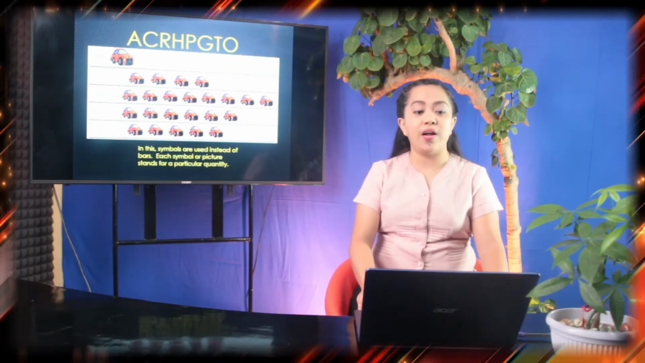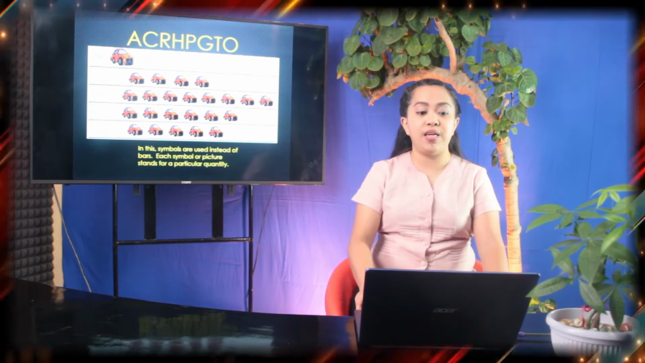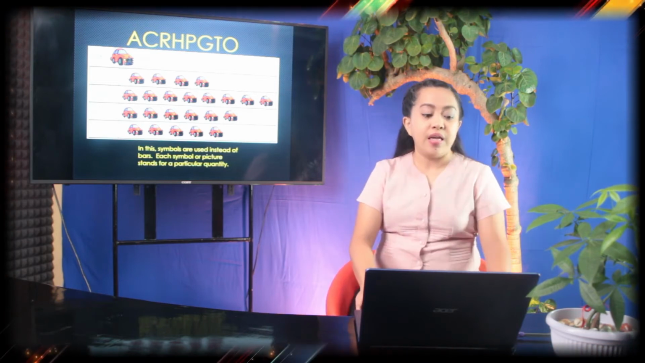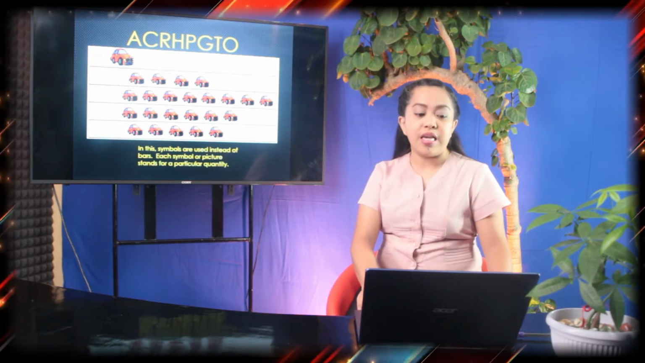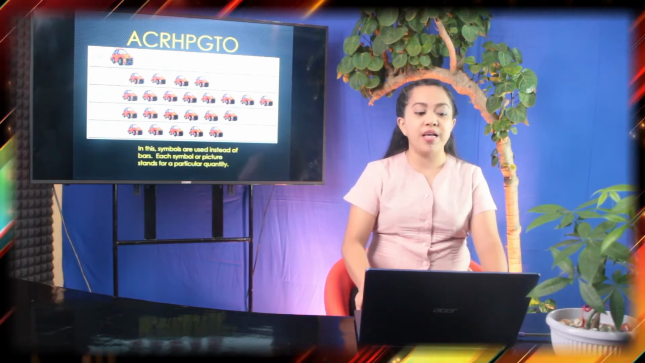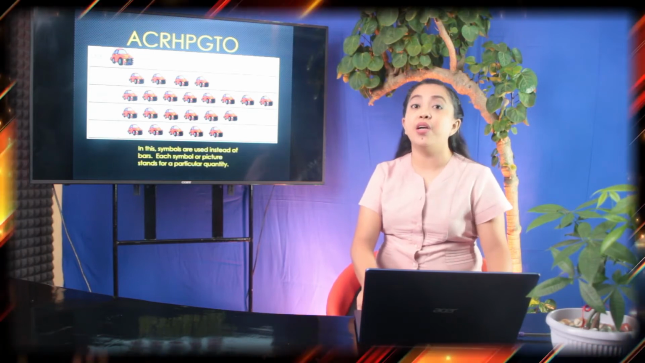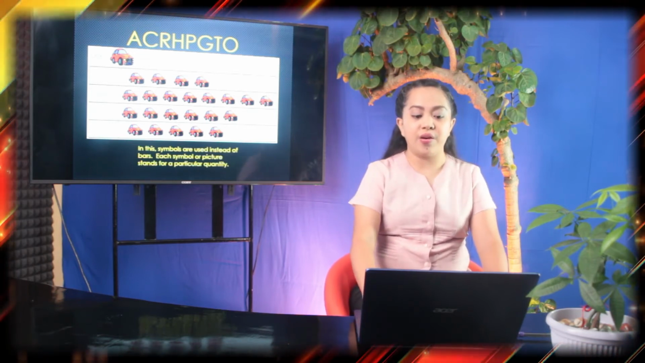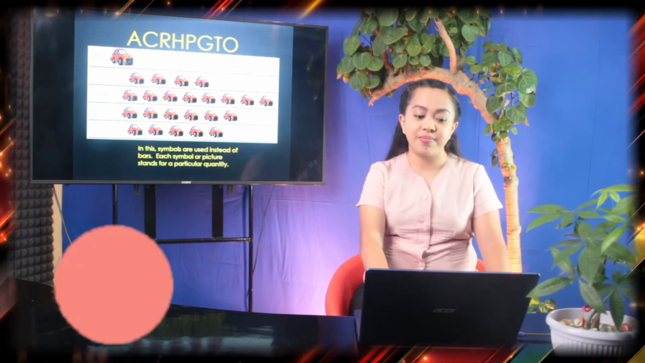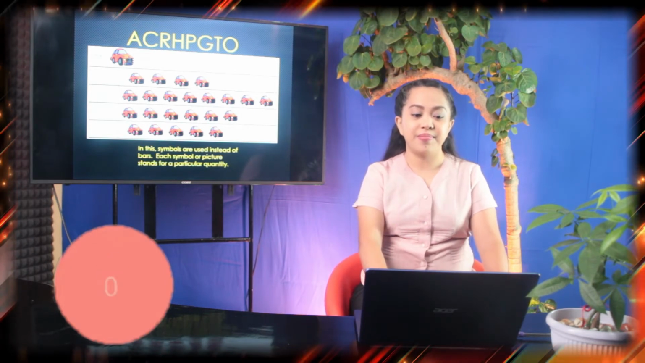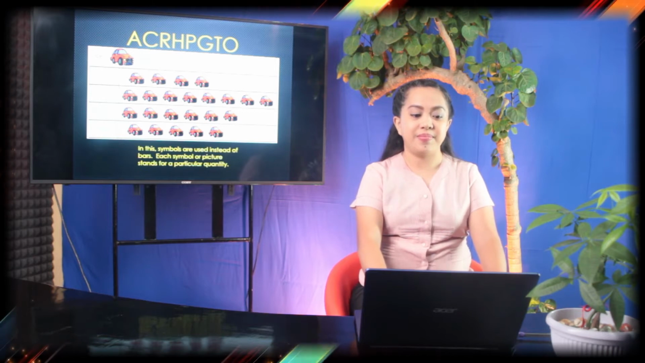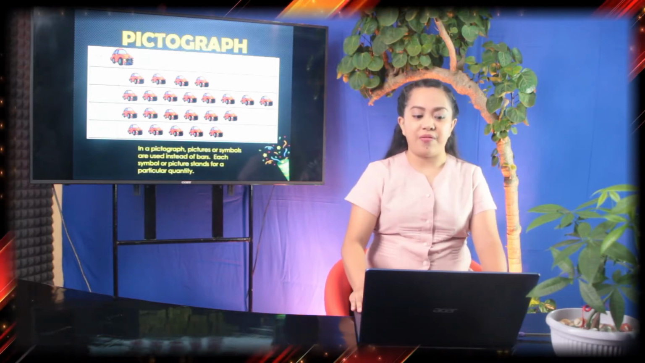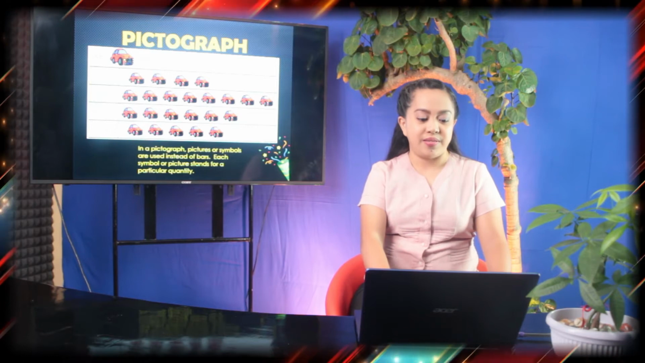Next picture. Scrambled letters: A, C, R, H, P, G, T, O, C. In this, symbols are used instead of bars. Each symbol or picture stands for a particular quantity. The correct answer is pictograph.